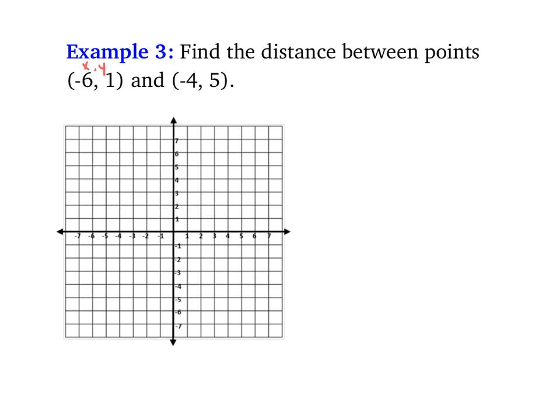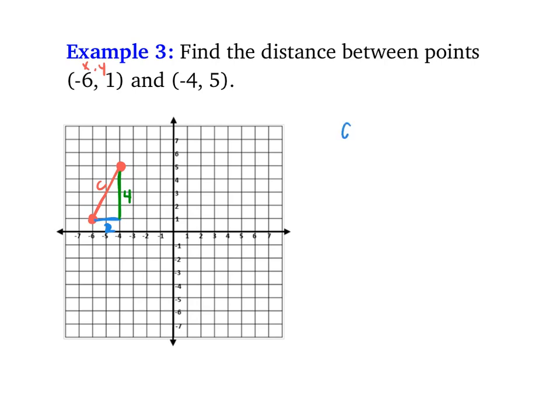So to graph negative 6, 1, I'm going to come to the left 6 units and up 1. That would be my first point. And then for the next one, I'm going to go left 4 and up 5. And that would be my second point. So again, the distance between those would be my C value in my right triangle. Here, my A value would be 2 units. And then my B value here would be 4 units.